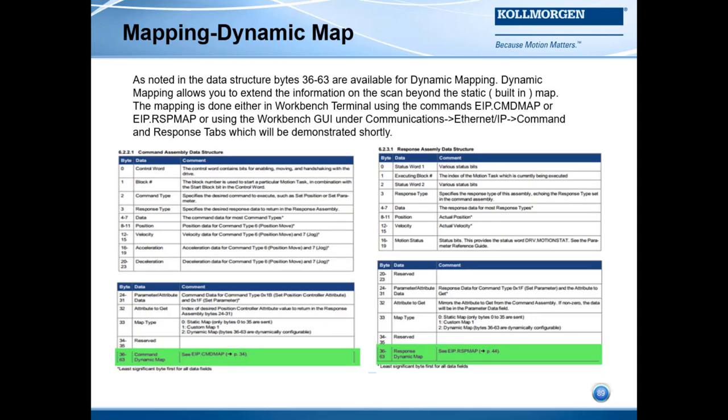As noted in the data structure, bytes 36 through 63 are available for dynamic mapping. Dynamic mapping allows you to extend the information on the scan beyond the static built-in map. The mapping is done either in Workbench Terminal using the commands EIP.cmd.map or EIP.rspmap, or using the Workbench GUI under Communications, Ethernet IP, Command and Response tabs, which will be demonstrated shortly.